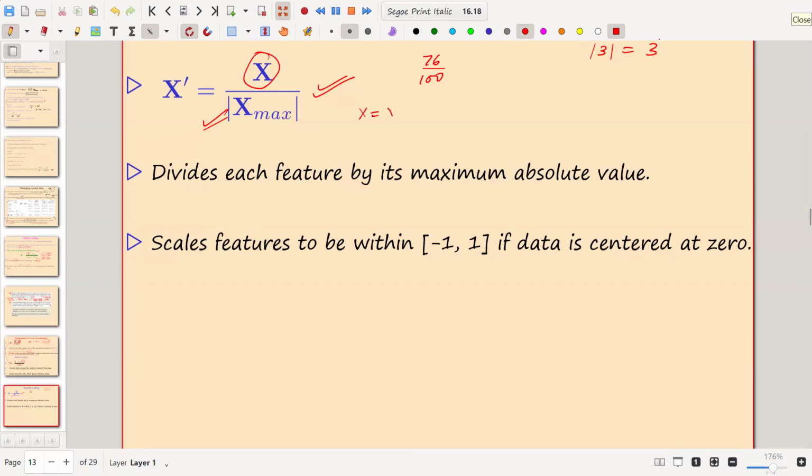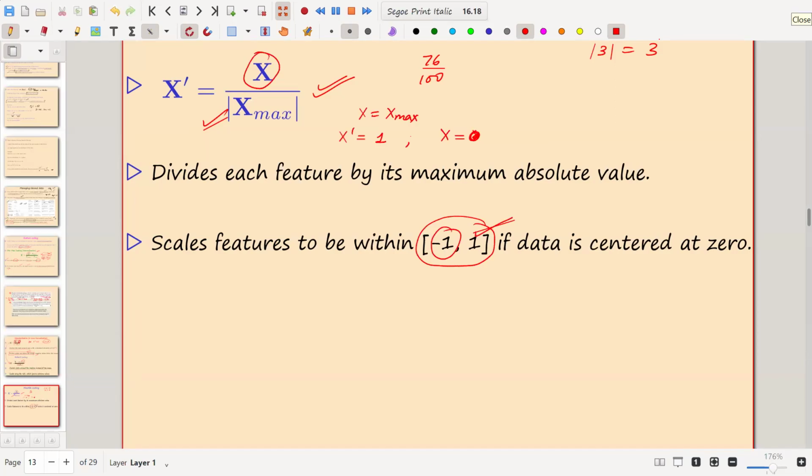See, x can be x max, right? If x becomes x max, what is x prime? 1. If x is 0 or x min, how can we say it is going to -1? If you take x equal to x max, x prime is +1, isn't it? So if you take x min, how do you get -1? How am I claiming that 1 is understood, but how is -1 obtained? That's my question to you.